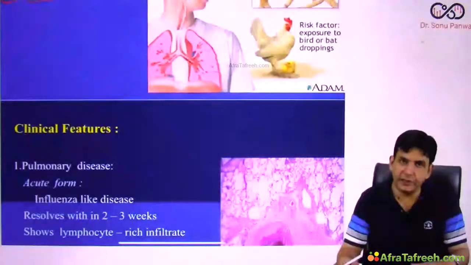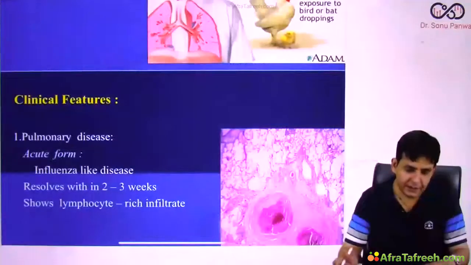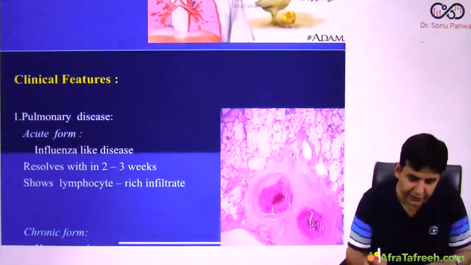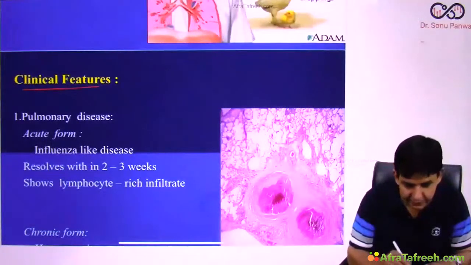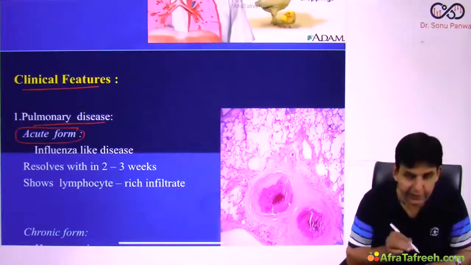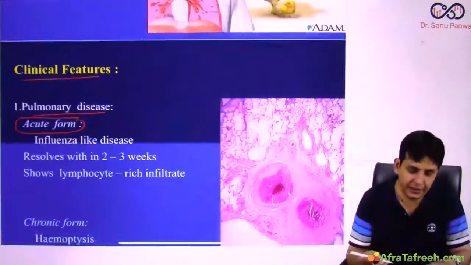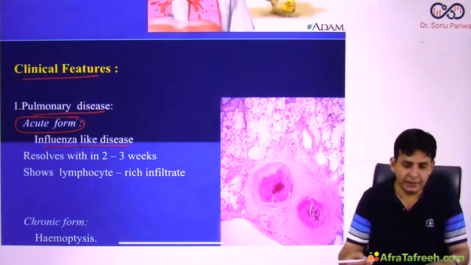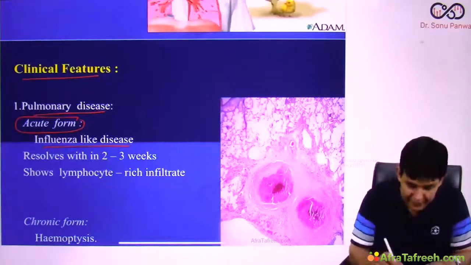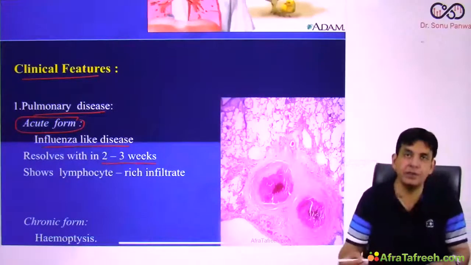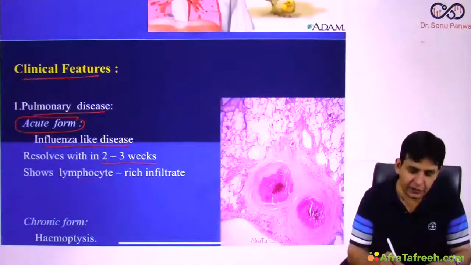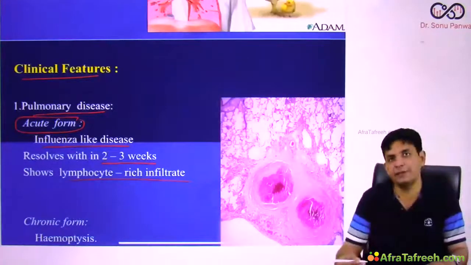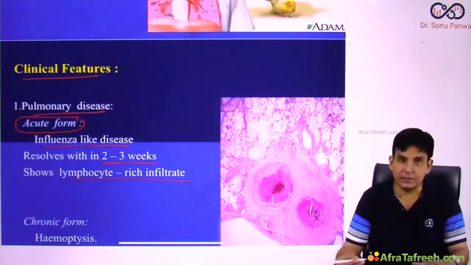Then what are the clinical features of this particular disease? Regarding the clinical features, firstly, in the acute stage it involves the lungs, and it is an influenza like disease. It takes around 2 to 3 weeks to resolve, and it shows a lymphocyte rich infiltrate in the lungs. So this is the first one: pulmonary disease, acute form, influenza like disease.